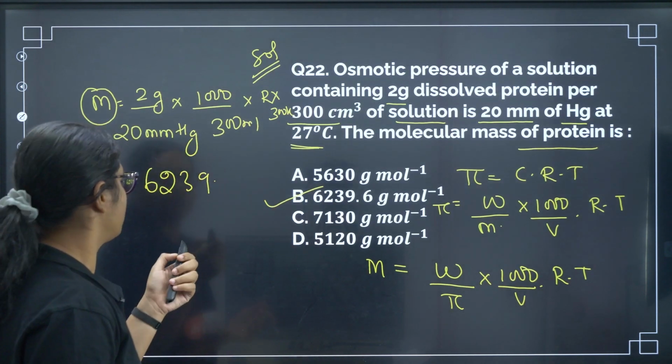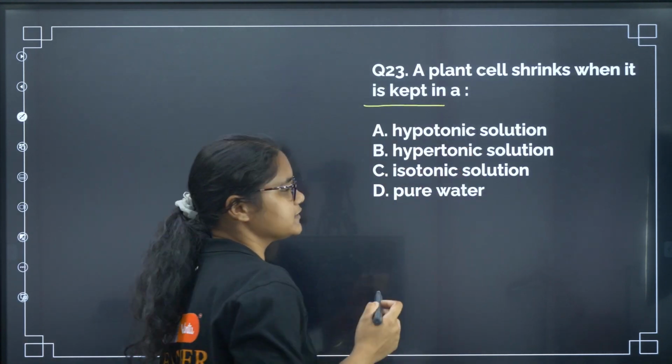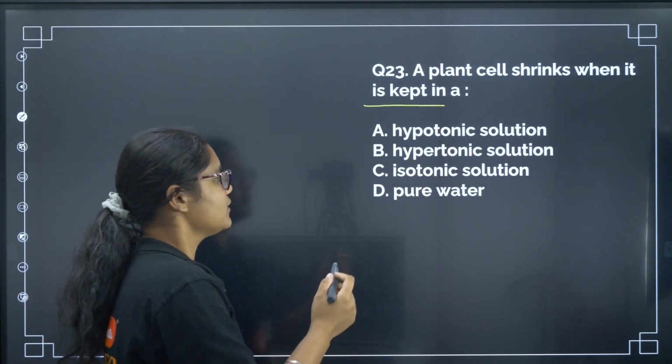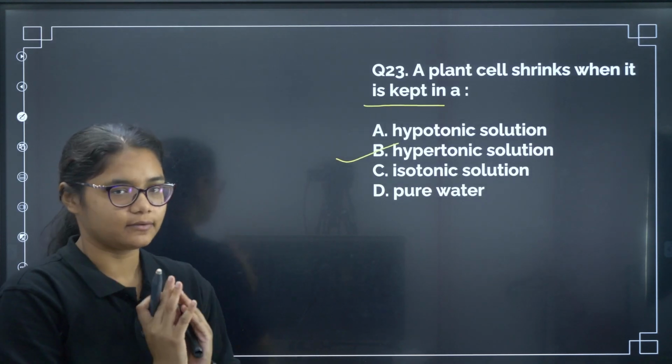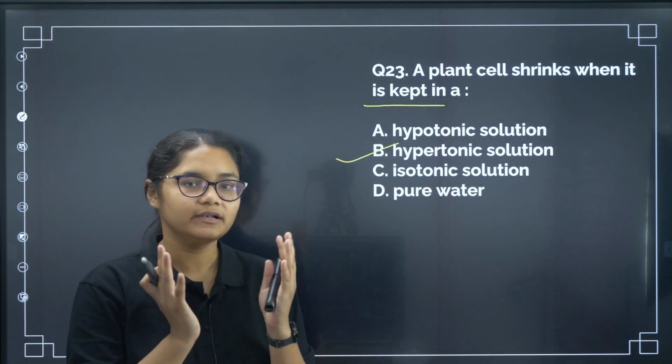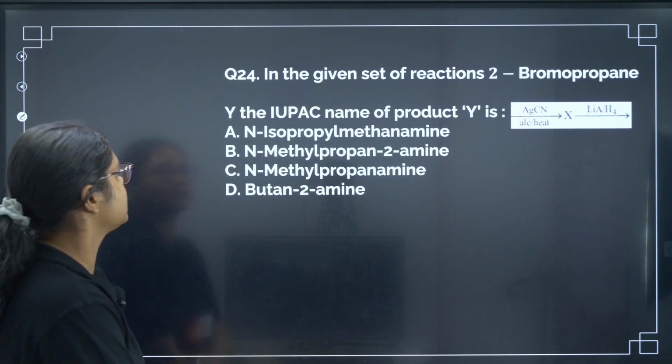Okay, so next question. Plant cell shrinks when it is kept in a, so this is an osmosis question again. When it is kept in hypertonic solution, the cell will shrink. If hypotonic, then the cell will swell. So the correct answer is option B here. Now let us see the next question.